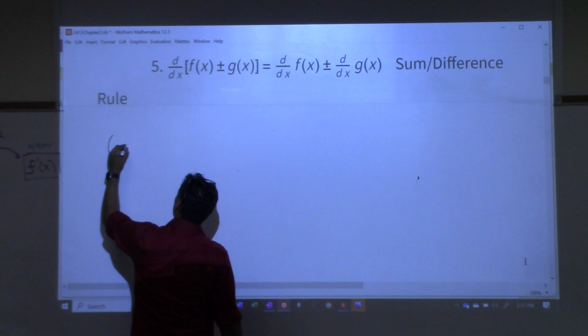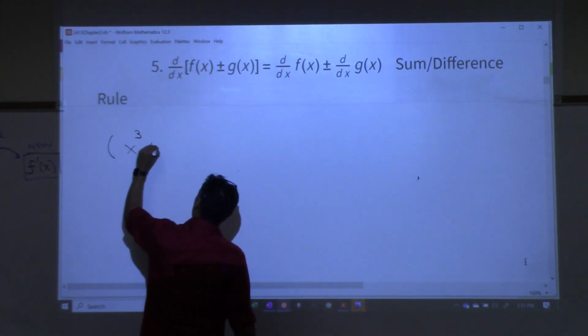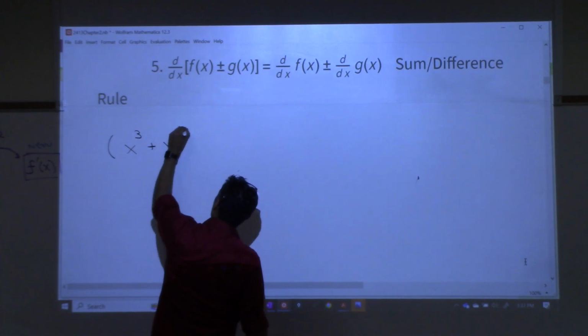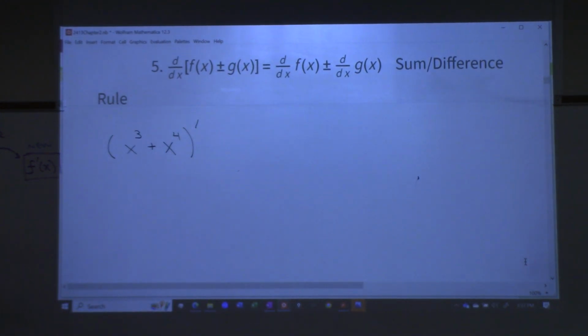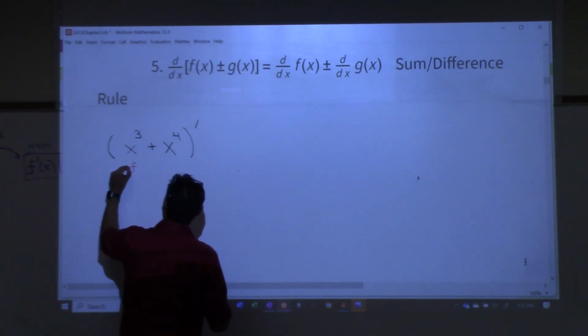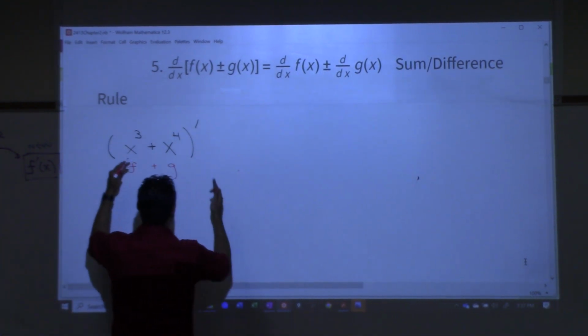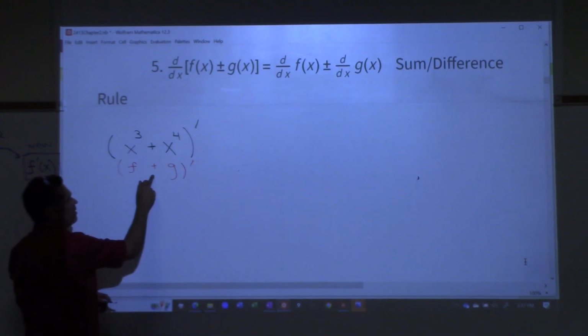What if I had x to the 3rd plus x to the 4th, and I wanted to take the derivative? Can I use this rule? Yes, because what I have here is essentially two functions. I have an f here, then plus a g, right? Two functions, and we're trying to take their derivative, and they're being added together.